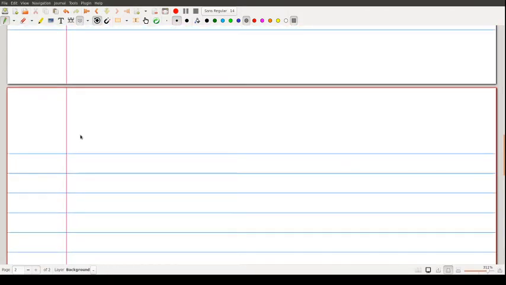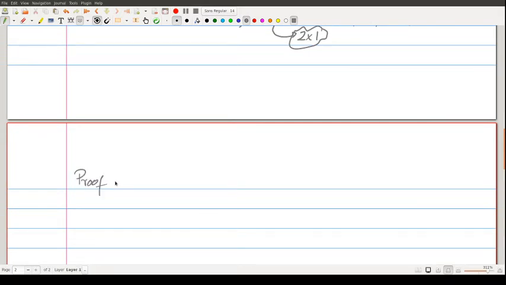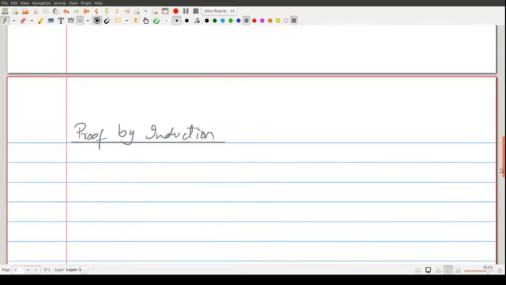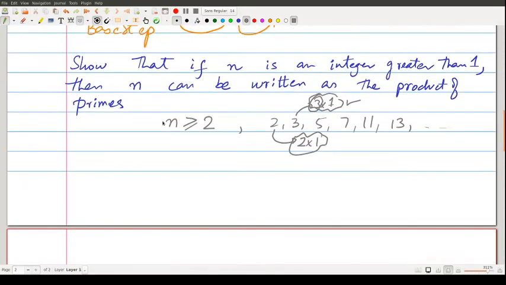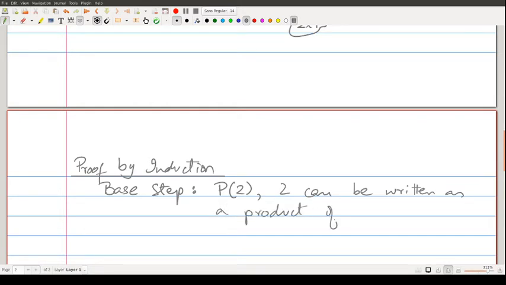So the idea is we first use the base step, so we're proving by induction. Proof by induction, which is the first base step. The base step has to be the first positive integer that we're considering, which is 2. So we need to show that the statement holds true, so that 2 can be written as a product of primes, and we know that 2 is a prime number itself, so we don't even need to check it as a product of primes, and of course it's true. You can just write it as 2 times 1, or you just write it as 2, right? So 2 can be written as just 2, right? And that's fine.